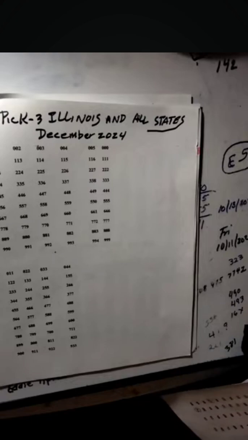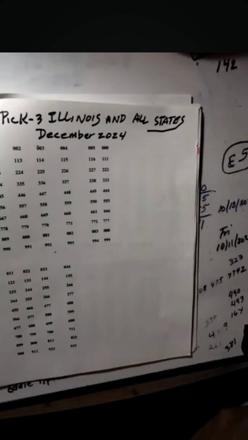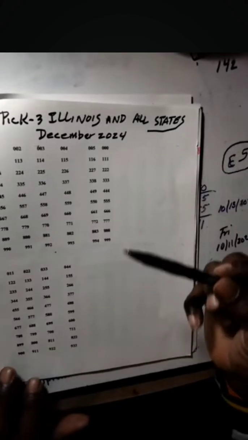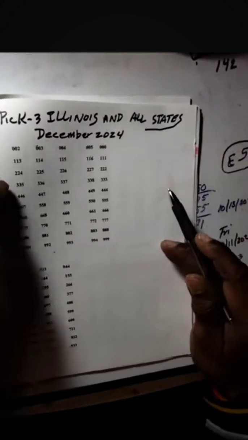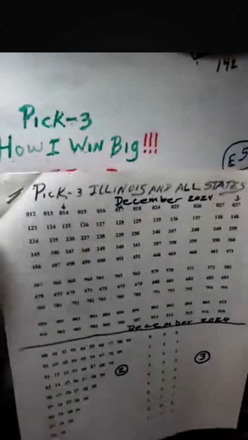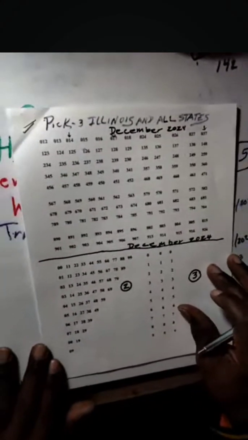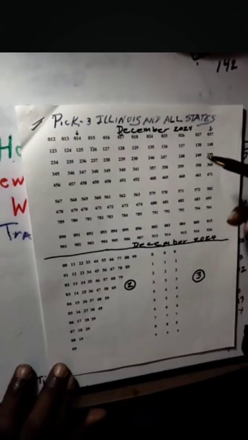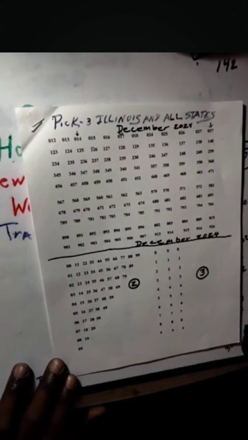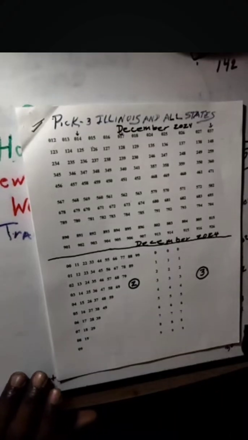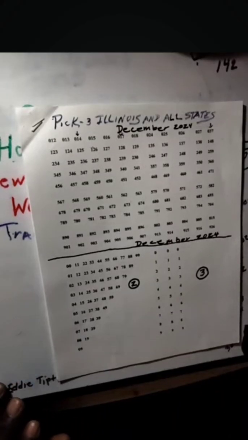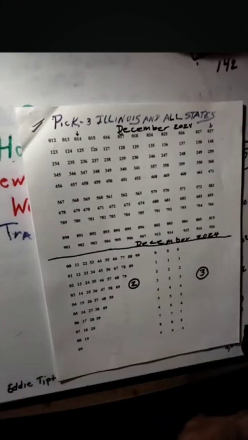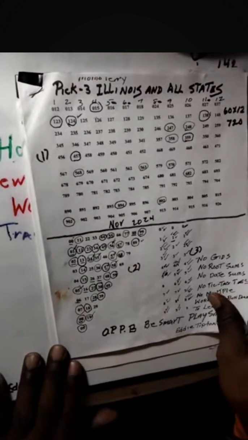Now, once you've done that, your sheet will be set up for November to know what columns didn't hit. Okay? Now, you do the same thing with strategy number 2. This is strategy number 2, right here.